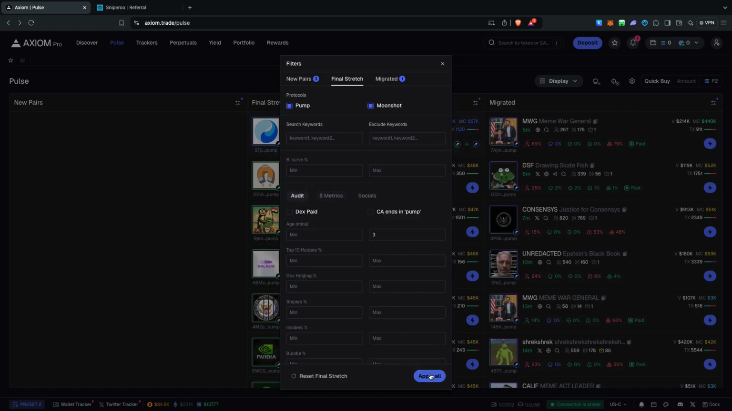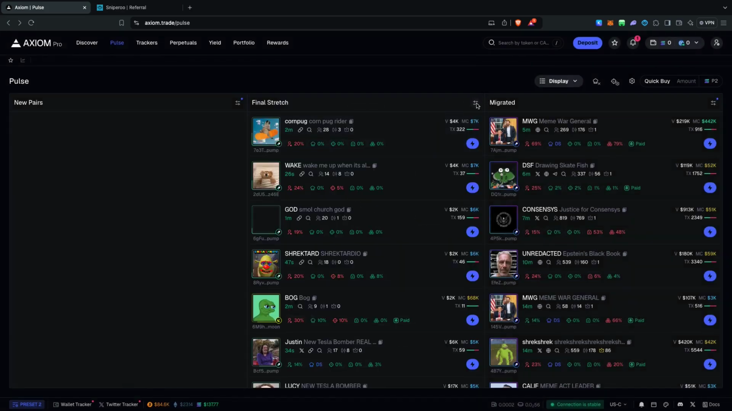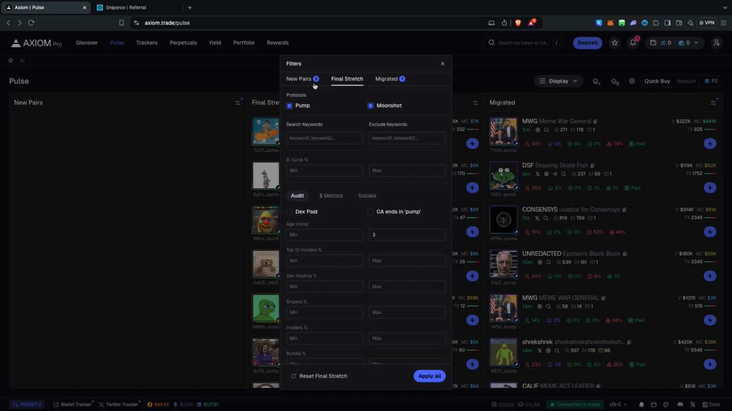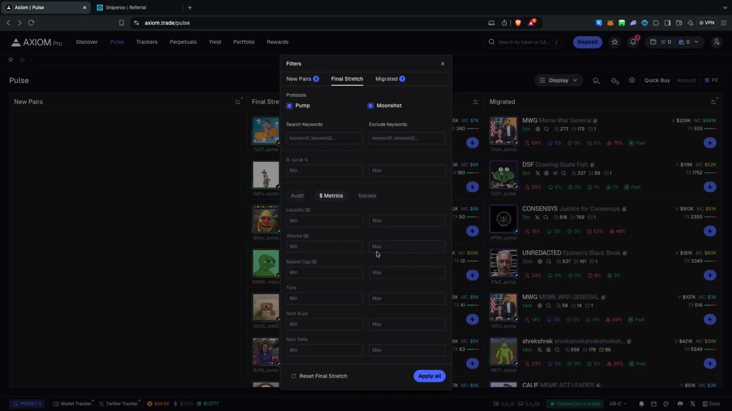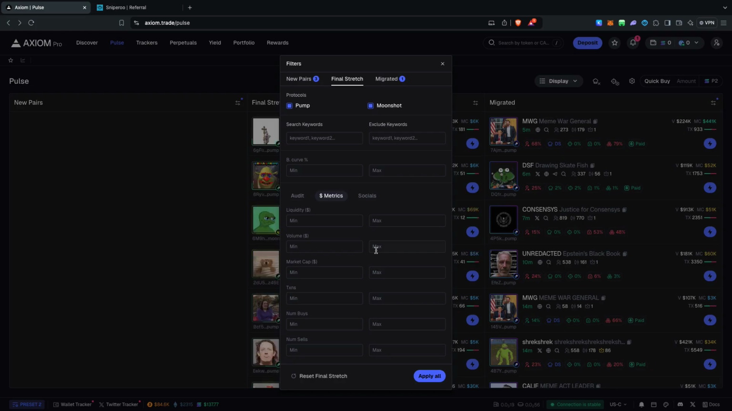So you can even save this, apply all, and then you go back to the final stretch filters, then go to metrics, because the metrics is going to be a very important one. So basically what I teach people is to concentrate on high volume plays. High volume plays are going to give you the best rewards possible.